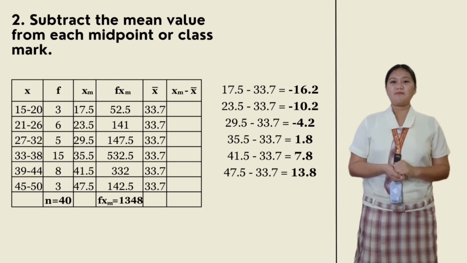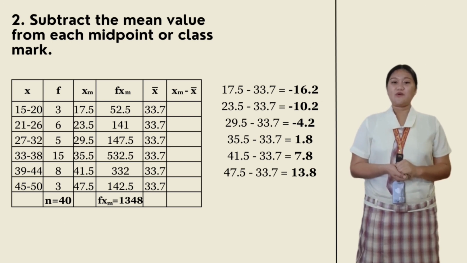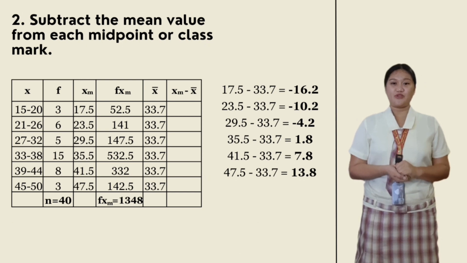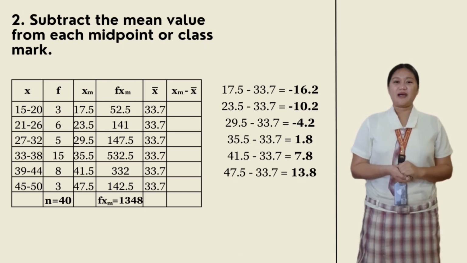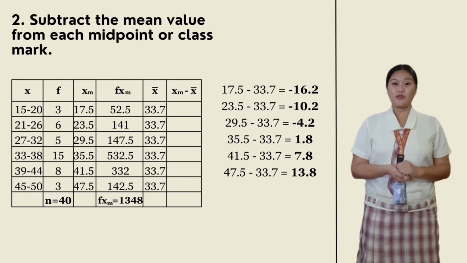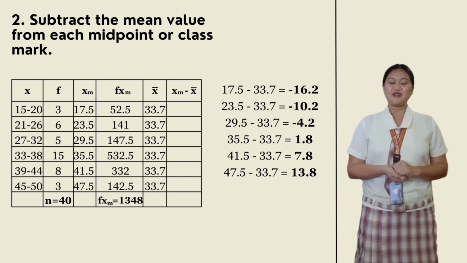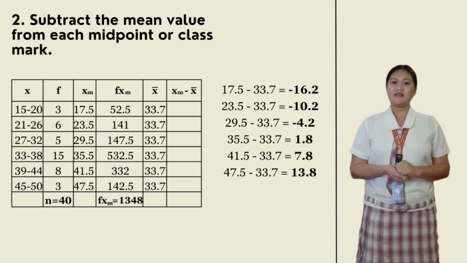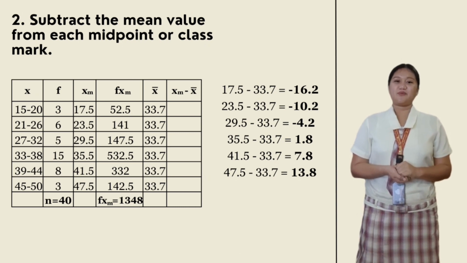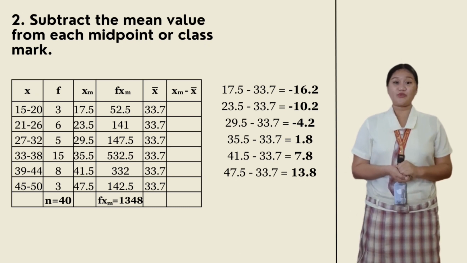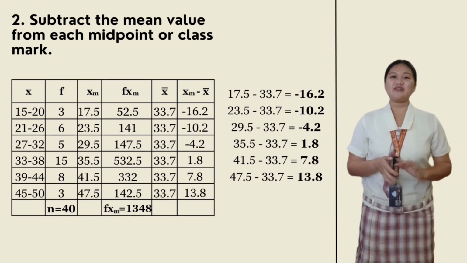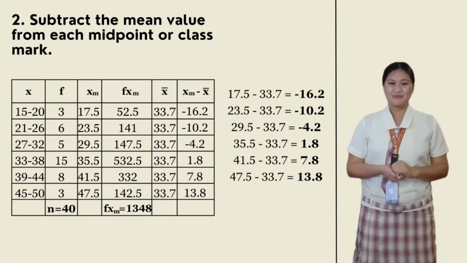Second step is to subtract the mean value from each midpoint. So 17.5 minus 33.7 is equal to negative 16.2. And 23.5 minus 33.7 is equal to negative 10.2. And 29.5 minus 33.7 is equal to negative 4.2. And 35.5 minus 33.7 is equal to 1.8. And 41.5 minus 33.7 is equal to 7.8. And 47.5 minus 33.7 is equal to 13.8. And here's the difference between each midpoint and the mean value.